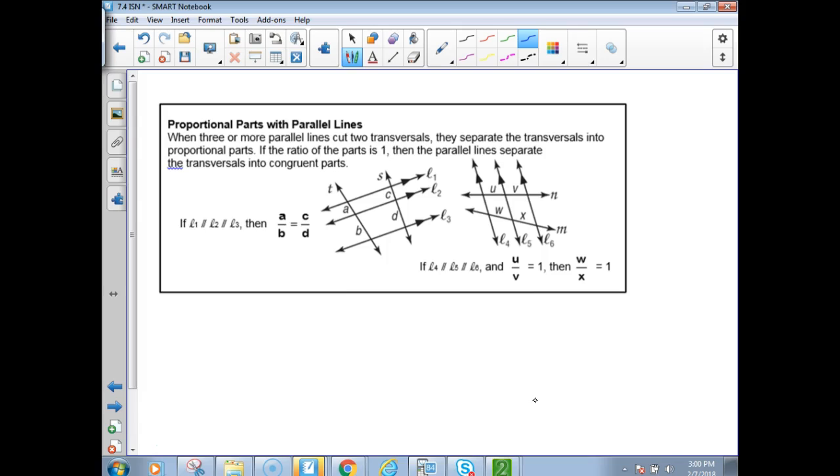But the next one, we're going to talk about, oh my goodness, look at all those lines. We have 3 parallel lines, L1, L2, and L3. They are cut by transversals S and T. Remember, that's called a transversal. These are transversals. Over here, the transversals are the lines N and M.